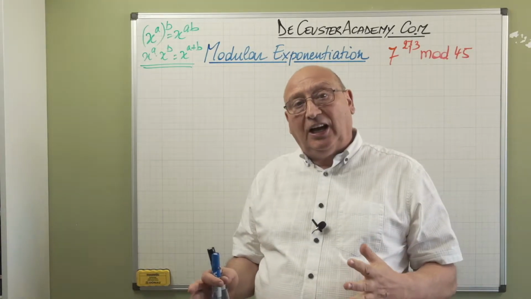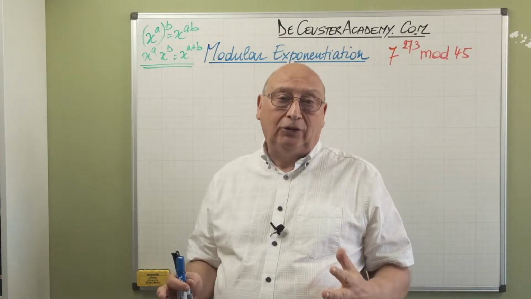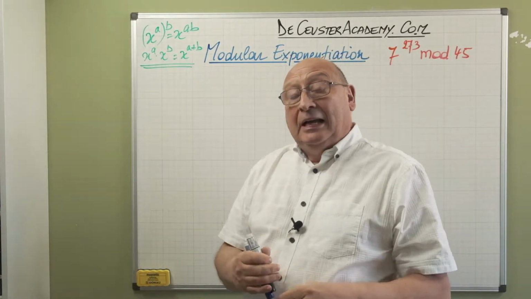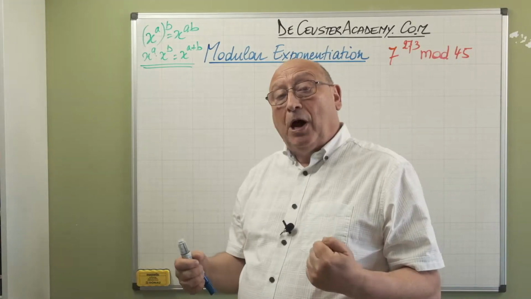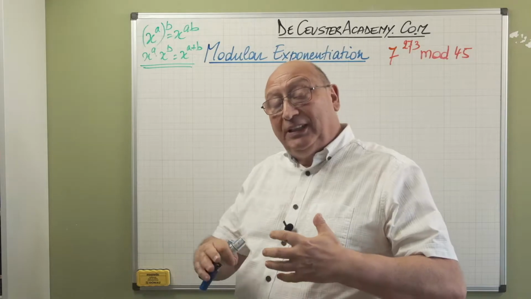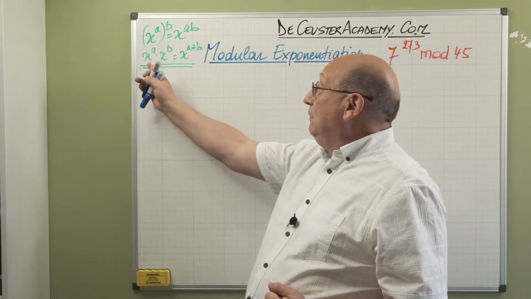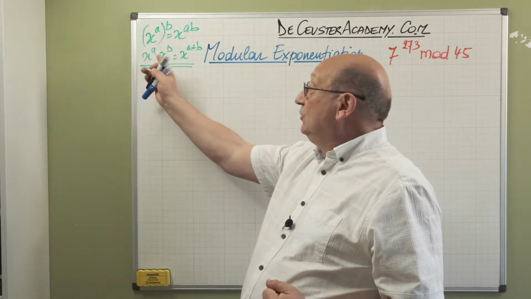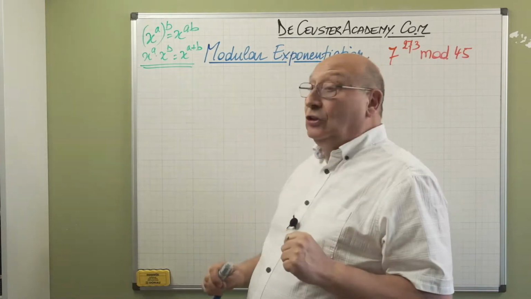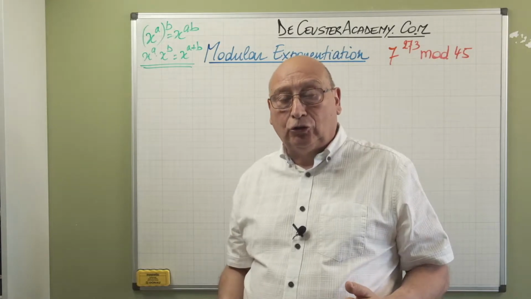Now, before we start, I want to remind you of two very important rules about powers. Remember that x to the power a to the power b is equal to x to the power ab. So when we take a power of a power, we multiply the powers. The same thing here when we have the same base: x to the power a times x to the power b is x to the power a plus b. So we use those rules.